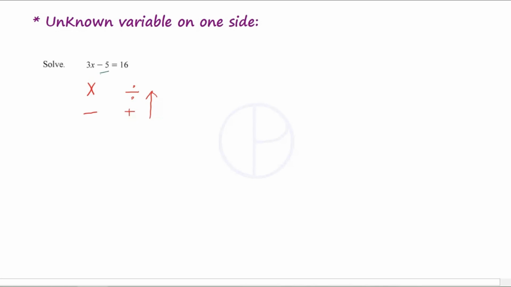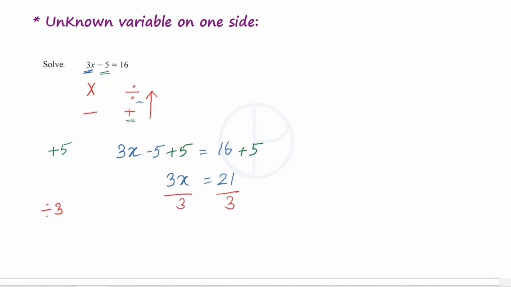Here it is minus 5, so we have to do plus 5. 3x minus 5, add 5 on both sides. So we get 3x equal to 21. Next it's a division. Here 3 is multiplied, so we now divide by 3 on both sides. This is divided by 3 and this is divided by 3. So x equal to 21 divided by 3 is 7.